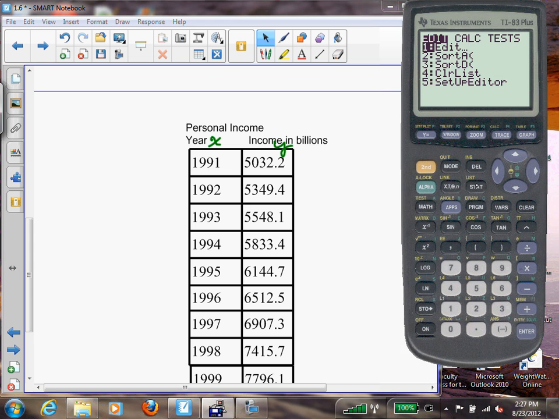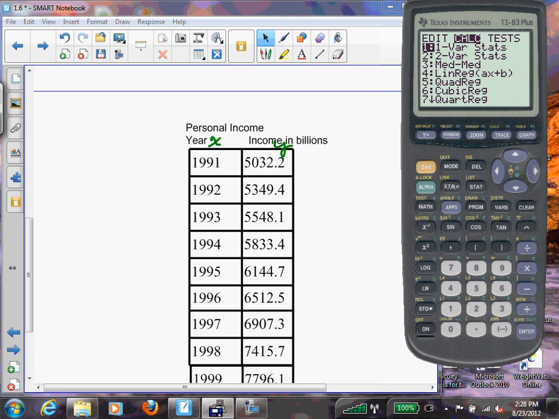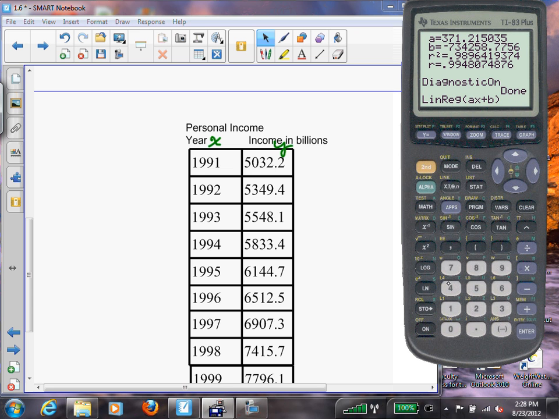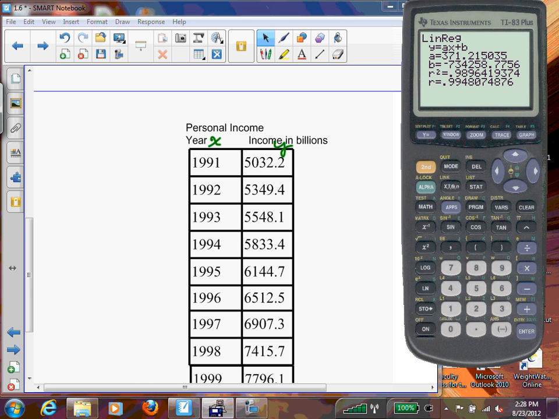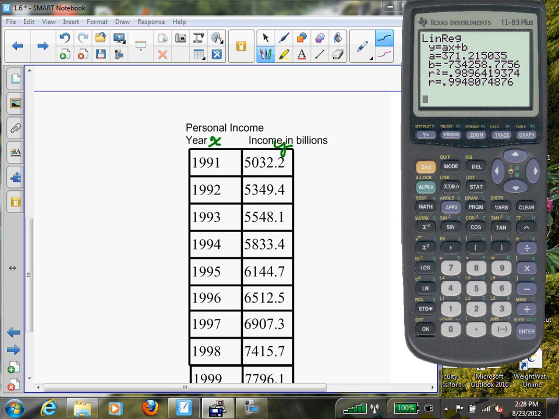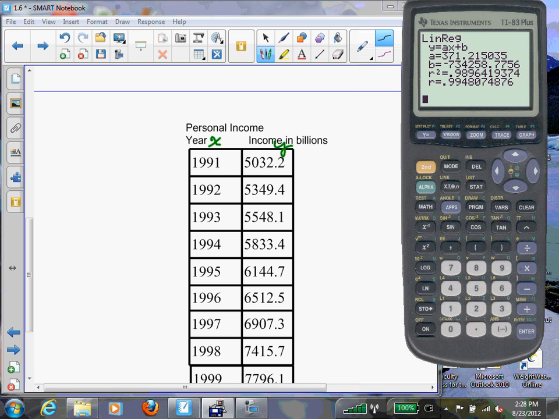So go to stat, calculate, and then number 4. It's asking, do you want to see if there's a linear regression? Hit enter. You got it all now? Rachel, did yours work? You want it on. It is off. Well, you have to turn it on. Have you turned it on yet? You got to go back to diagnostic. Second catalog, second 0, all the way to diagnostic on.